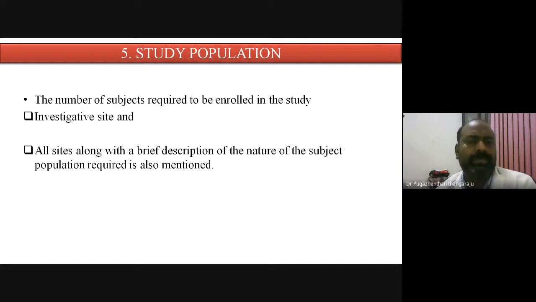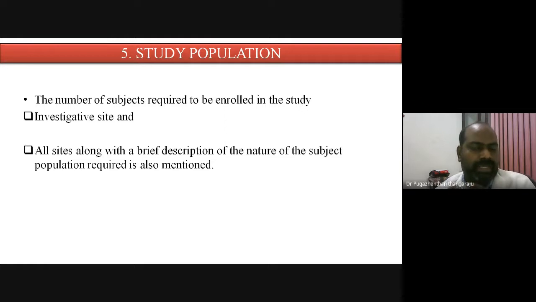So coming to the study population, the number of subjects which is required to be enrolled in the study at the investigator side. It means that, for example, if you are conducting a single center trial, I need to recruit around 100 people in the site. If it is multi-centric, for example, the total sample size is around 200. If I'm looking at 10 sites, so per site it is 20.